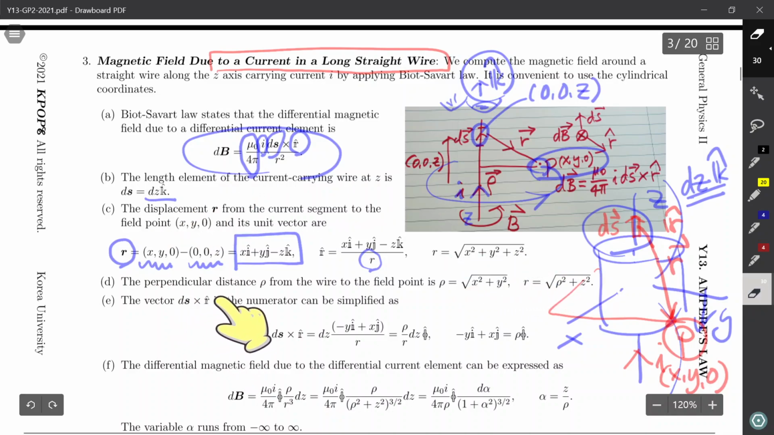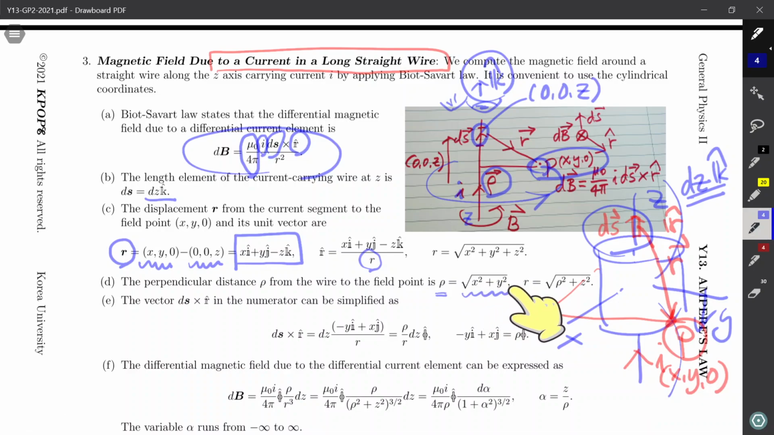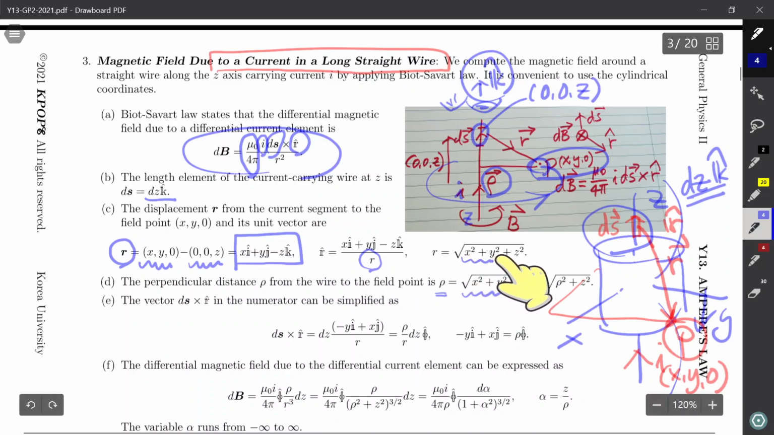The perpendicular distance rho from the wire to the field point is rho. This is the displacement, and the distance is the magnitude of this. Therefore, x squared plus y squared is rho squared. So this is rho squared plus z squared.